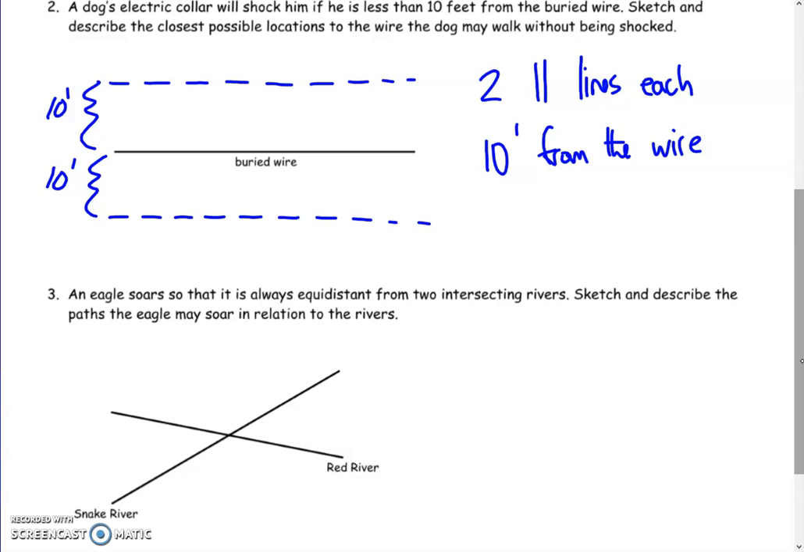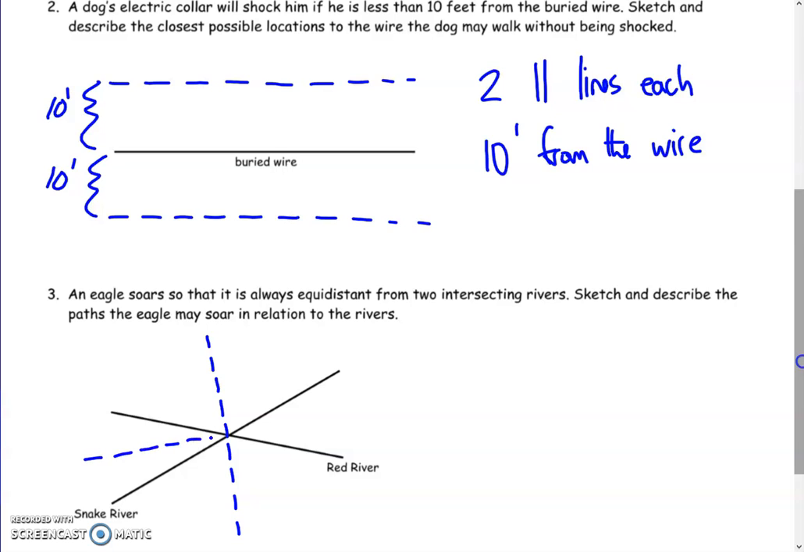Number 3, it says an eagle soars so that it is always equidistant from 2 intersecting rivers. Sketch and describe the paths the eagle may soar in relation to the rivers. Here's an example where I give you 2 intersecting lines, and you can travel. So you're equidistant from both. You could travel this path, but you could also travel this path.